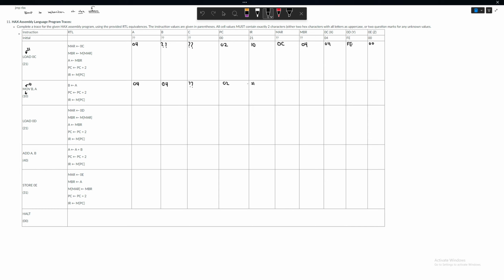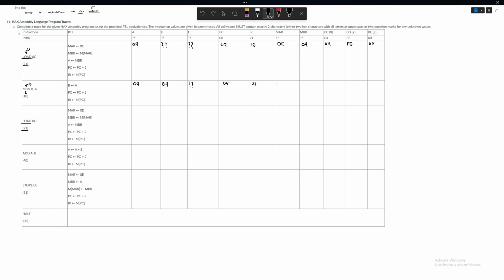PC. I still gotta confirm if they want us to do the instruction on the line or the next instruction, but I have a good guess it's the next one. Anyways, yeah, so I messed up. This is supposed to be 4 because you increment by 2, and this becomes 21. And as you can see, load is 21 and load is 21. That's how you know this is what the IR is.